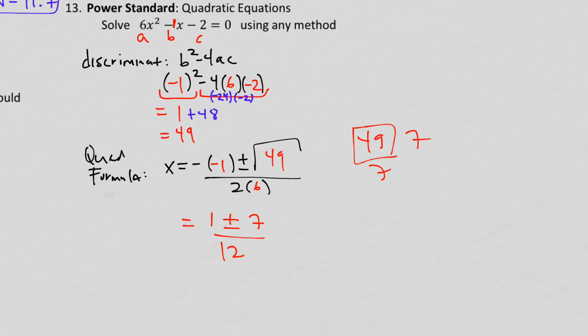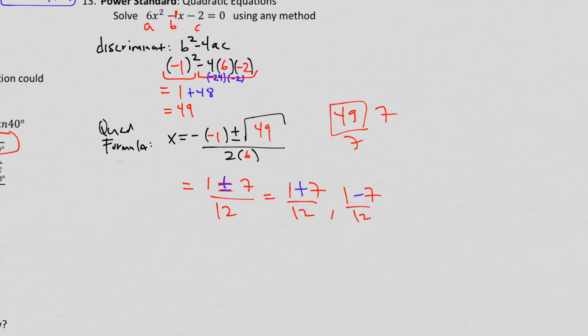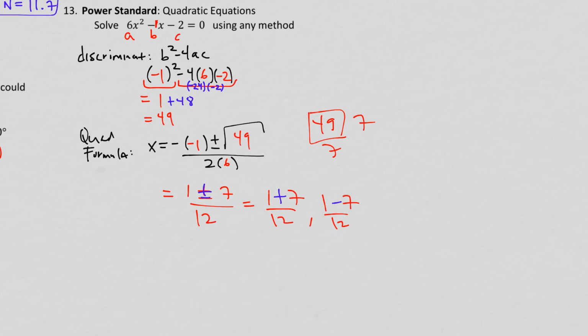At this point, I can separate this plus and minus into its two cases. So I can write 1 plus 7 over 12 and 1 minus 7 over 12. Then from here I can just simplify this down. 1 plus 7 is 8 twelfths, and then 1 minus 7 is -6 twelfths, which ends up being 2/3 and -1/2.